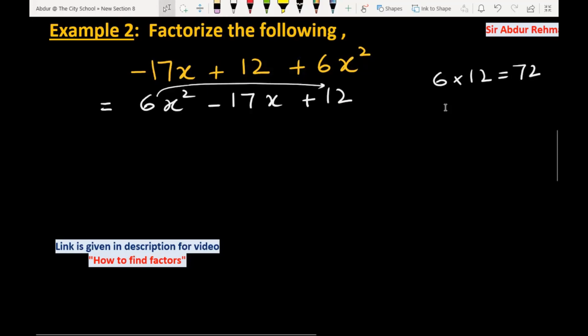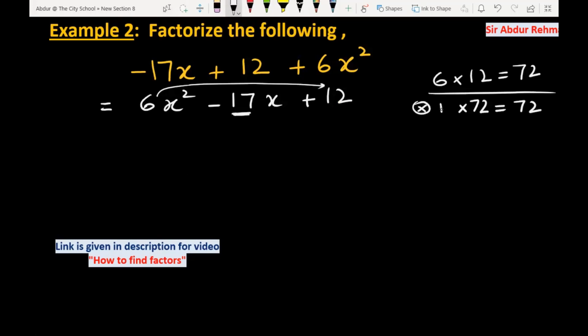How to find factors of 72 or some numbers? The link is given in the description of the video on how to find factors. So the method is: 1 times 72 is 72. Now check 72 plus 1 is 73, but our middle term is 17. So it is rejected. Find the next factor.